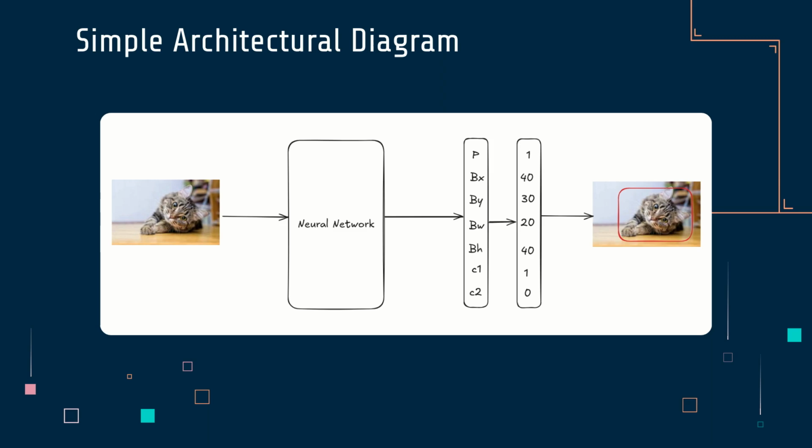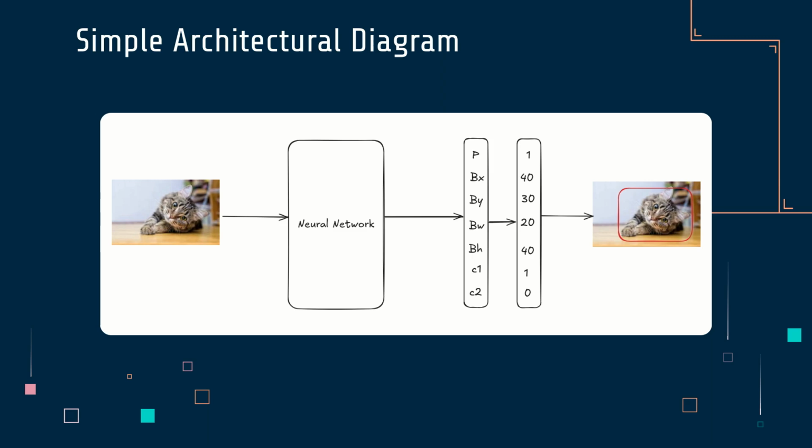Okay, so this vector has P, Bx, By, Bw, Bh, C1, and C2. So what does this mean? P tells us whether an object that our neural network has been trained to detect is within the image or not. So if our neural network has been trained to detect cats and dogs, and you present an image of a cat, then P is going to be 1. If you present an image of a dog, then P is going to be 1 because the object of interest that the model can detect is within the image. Now, let's imagine you give it an image of a car. It's not trained to detect a car, so P will be 0. That's what P stands for: the presence or the absence of an object of interest.